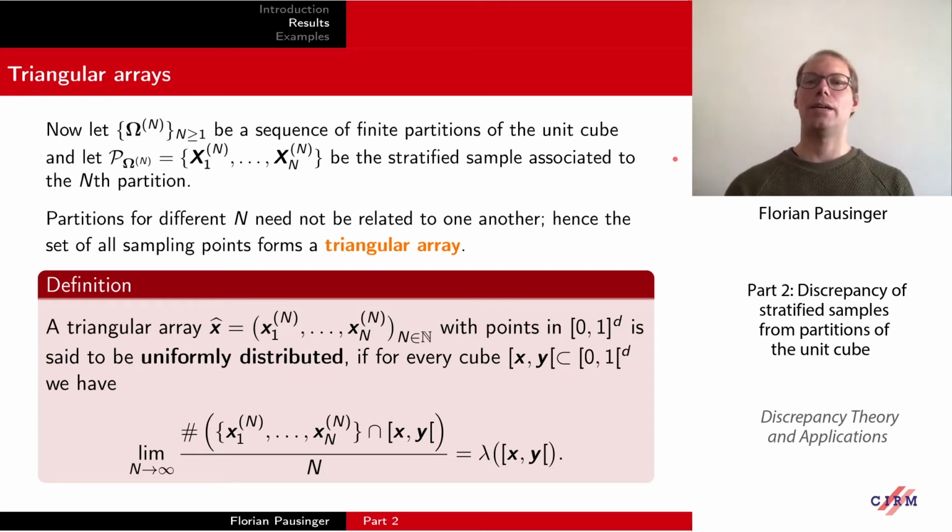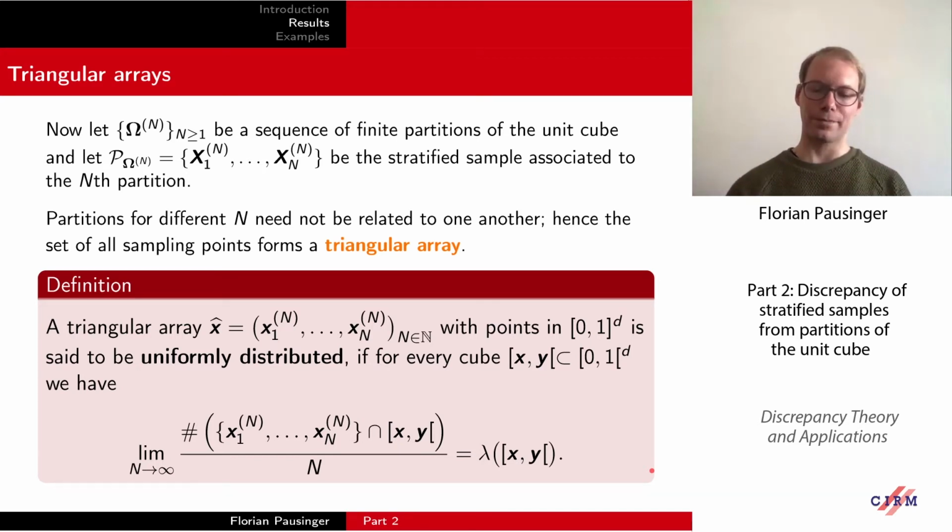And we can, in a straightforward manner, define what it means to be uniformly distributed for a triangular array. So let's start with a triangular array. This is just a sequence of finite point sets. Then we say this triangular array is uniformly distributed if for every subcube of the d-dimensional unit cube, we have this limit relation. The number of points of the intersection of the point set with the interval divided by n should converge to the volume of the box we are looking at. This is exactly analogous to the definition I have shown you in part 1. The only difference here is that as we increase the n, the point sets can change.